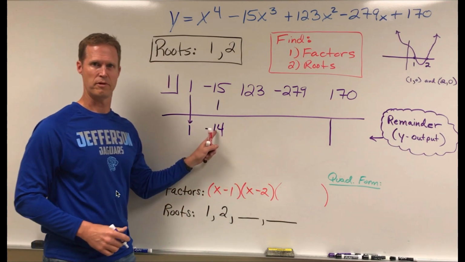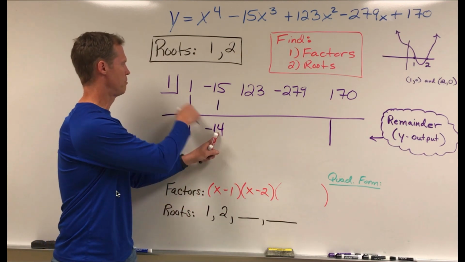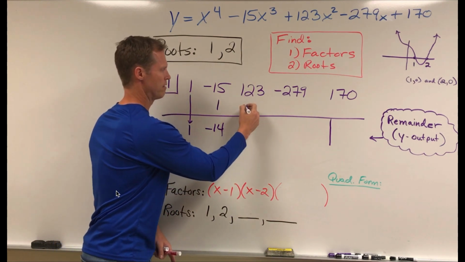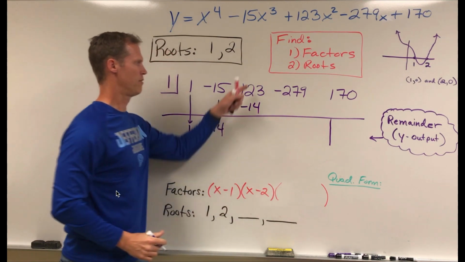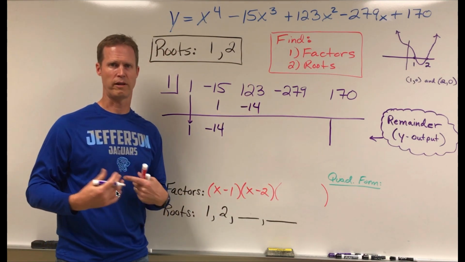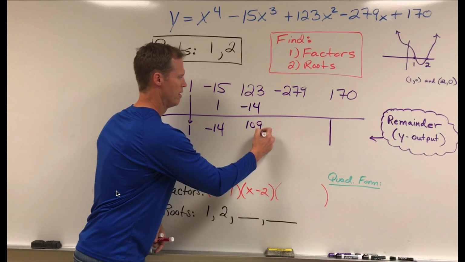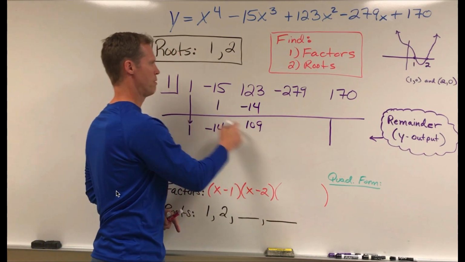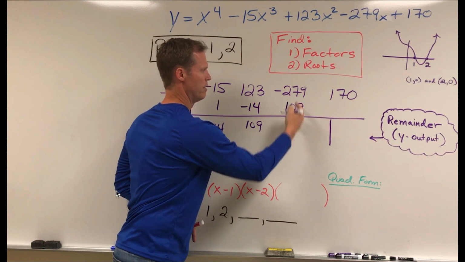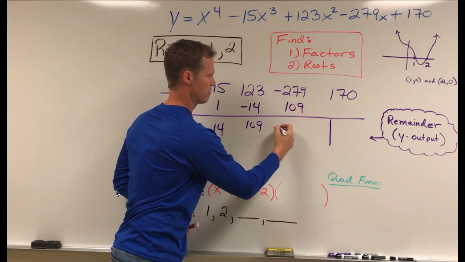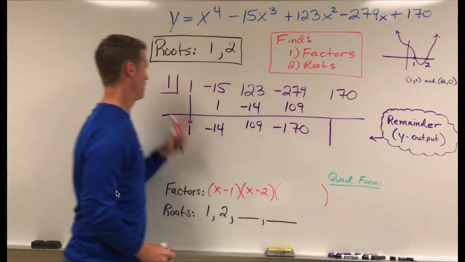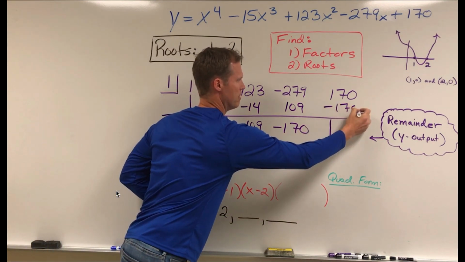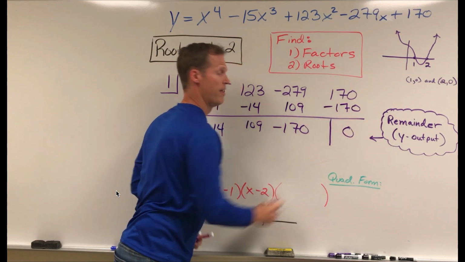Then, that's a new number below this line. We need to multiply it by the number in the box. So we take 1 times -14, and that's going to give you -14. Now, I add those together, or subtract 14 from 123, and you'll have 109. Then I take 109 times 1, and that gives you +109 right here. Adding those, you're going to get the answer -170. And finally, when you take 1 times -170, you're going to get -170. And these two answers add to 0. That is a good thing.